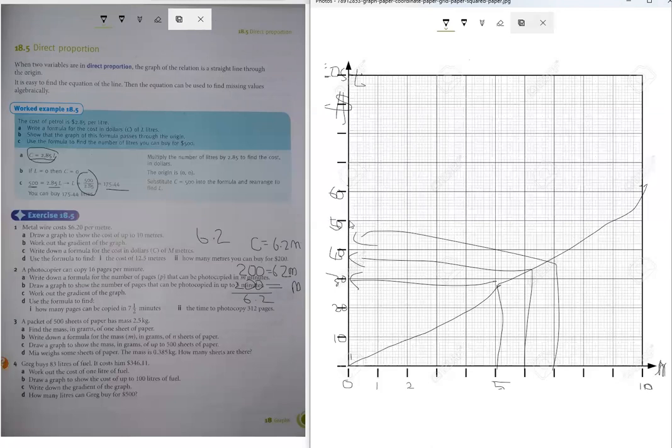Or let's say I have $50, how many meters can I buy? Then you get the value from the money here, 50, draw until you touch the line, then you look down, what is the value of this meter? Then that is the answer. That means you don't need to calculate using the formula anymore. You just read from the graph. Okay, that is the usage for this graph. Okay, thank you.